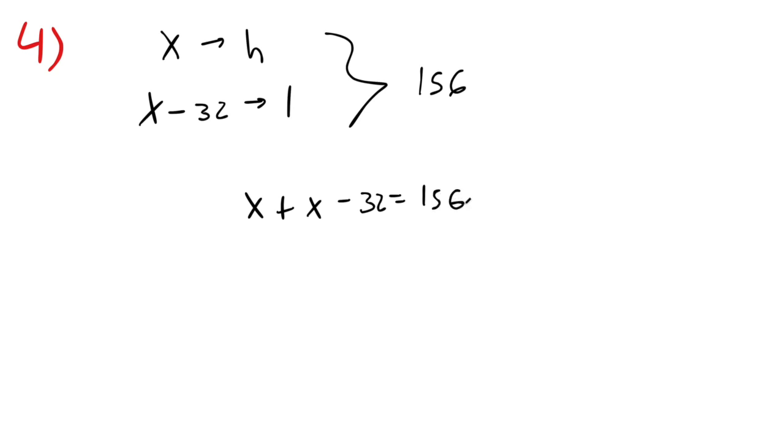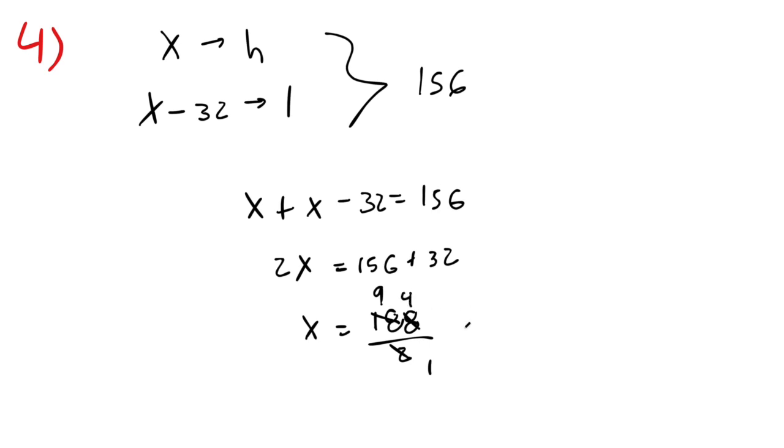Simplifying terms and putting common variables on both sides, it would give us 2x is equal to 156 plus 32. So x would be equal to 188 over 2. Now, how can we simplify this without going on divisions? We shall apply the halves. So half of 2, we know that it's 1. Half of 18 is going to be 9, and half of 8 is going to be 4. So x is equal to 94.